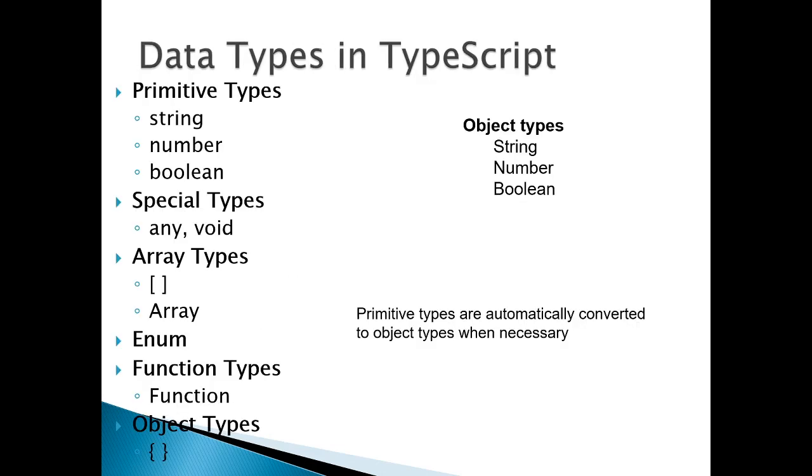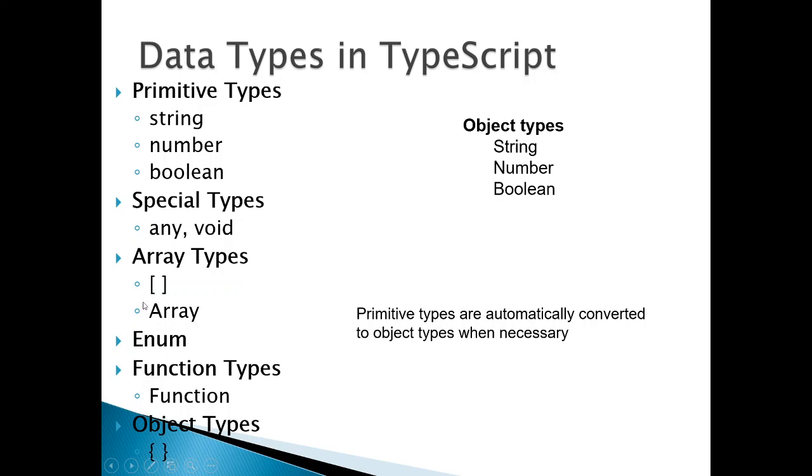Other data types which are available: there are some primitive types like string, number, boolean, which you know very well. Same with array types. Either you can use the braces, or you can use the word Array.